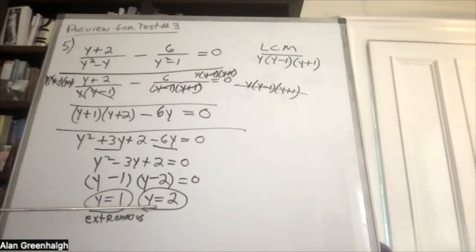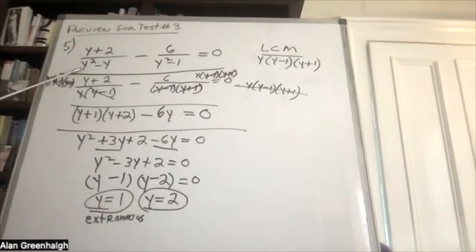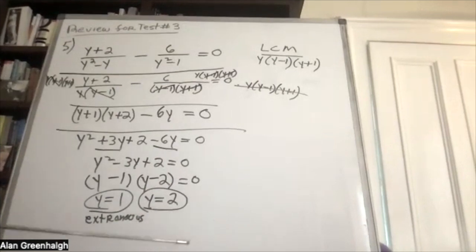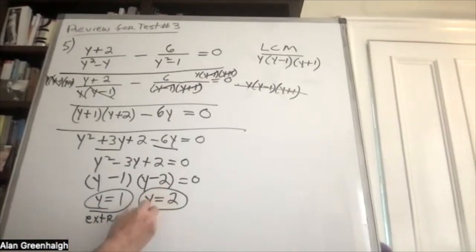Let's let y equal 2 and see what happens. So 2 squared, 4 minus 2 is good. 4 minus 1 is good. So this is valid. The other one is extraneous. The only answer to this problem is y equals 2.